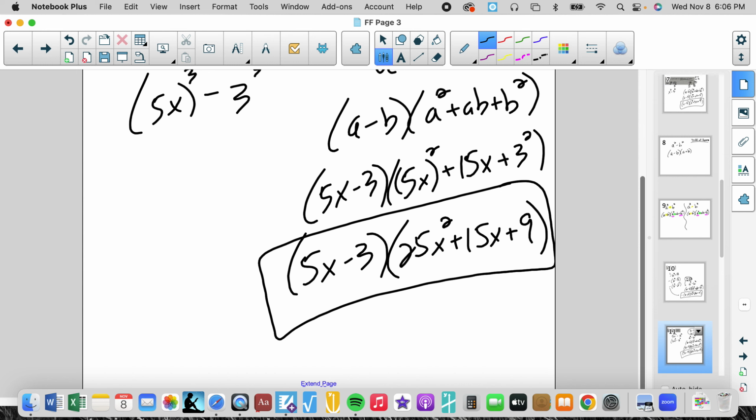So I checked to see if this was a binomial square. This would need to be 30, because we do the square root of 25, which is 5x, square root of 9, which is 3. 5 times 3 is 15x, but we have to double it. So that's tricky. Some students might think that that is a binomial square. That does not produce 5x plus 3 quantity squared, because that would be 25x squared plus 30x plus 9. So a little tricky, but got the spidey senses up.